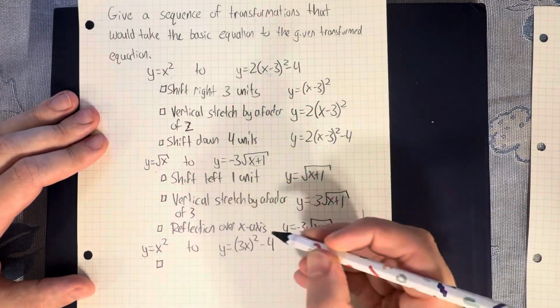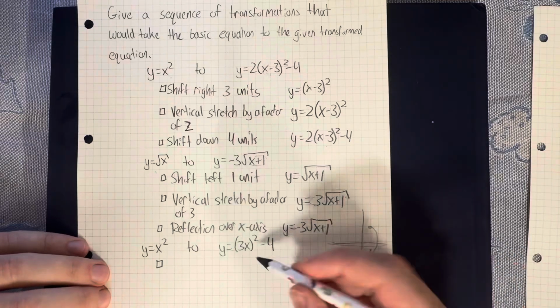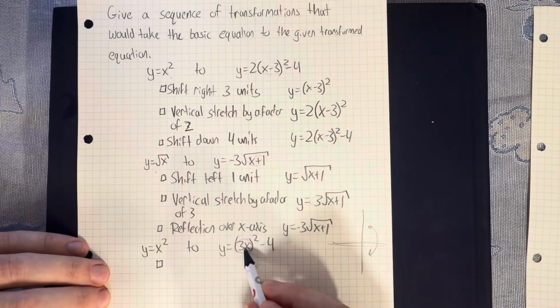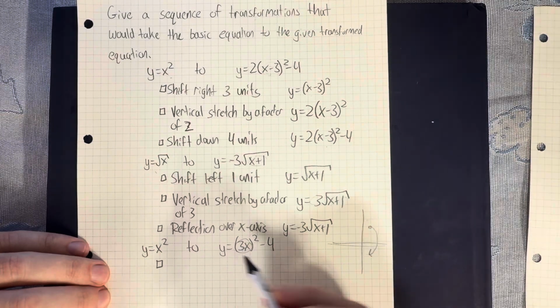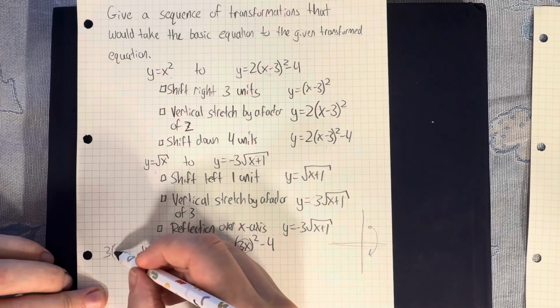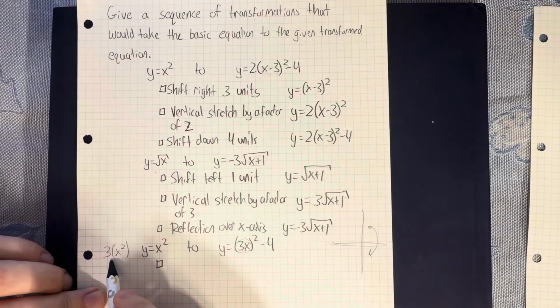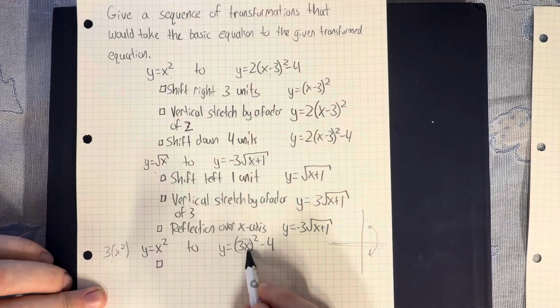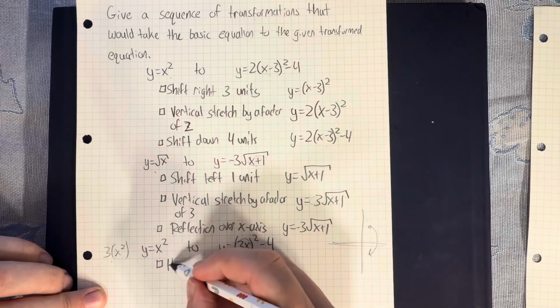And last but not least, only 2 for this guy. Follow the same rule, start inside. What's happening? The x is being multiplied by 3. It's not this. It's not this. That would be a vertical stretch or shrink. It's just the x that's being multiplied, so we know it's a horizontal.